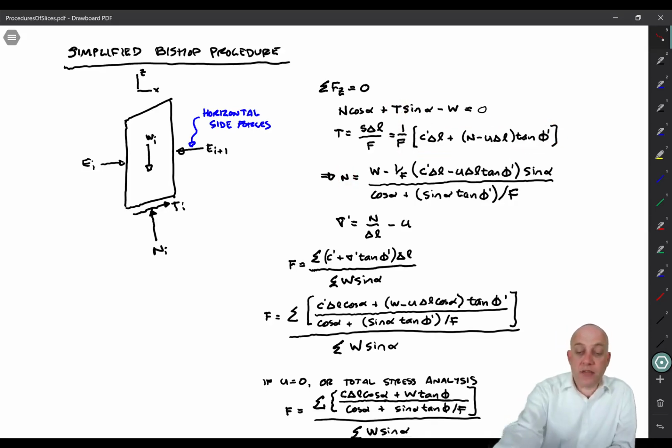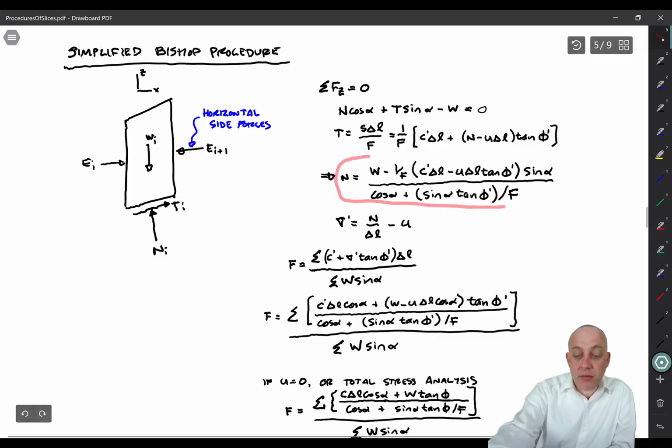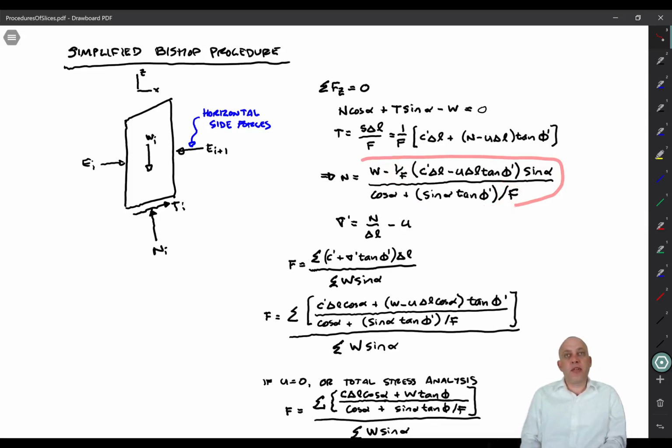And we get an equation for N that is quite a bit more complicated than what we had for the ordinary method of slices. The normal force now depends on the factor of safety. What we're trying to do is solve for N so that we can compute the factor of safety, and now we have an expression for N that depends on factor of safety. So we end up with an implicit equation, and we can't isolate factor of safety. We have to do iterations to get it right.